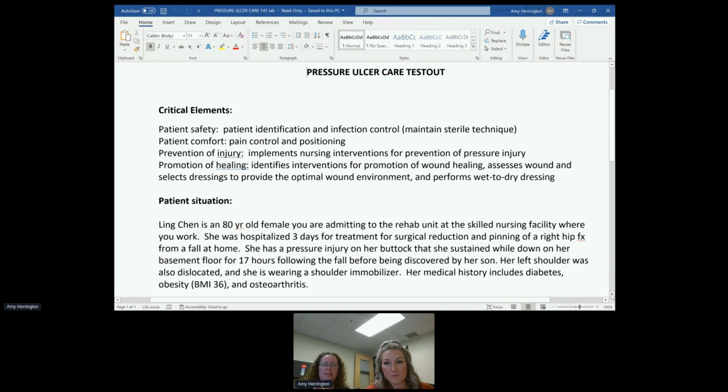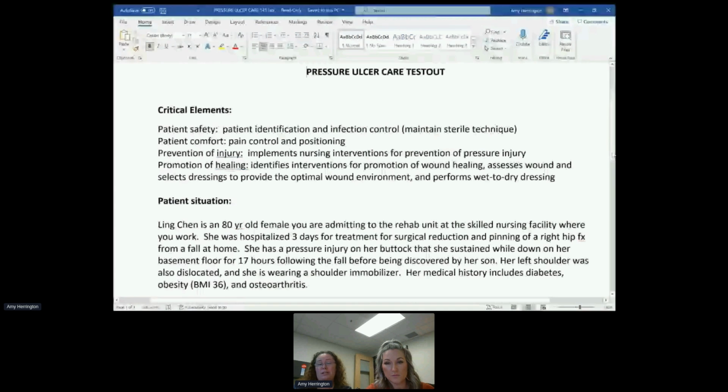So the critical elements that we included in this one were patient safety, identifying the patient, maintaining infection control, and maintaining sterile technique, because we wanted them to practice sterile technique again in the course, even though we know that pressure ulcer care may not always mean that they need to maintain sterile technique, but we wanted to include that as part of their test out. Patient comfort, looking at pain control and patient positioning. Prevention of injury, we were looking at nursing interventions that focused on pressure ulcer injury prevention.